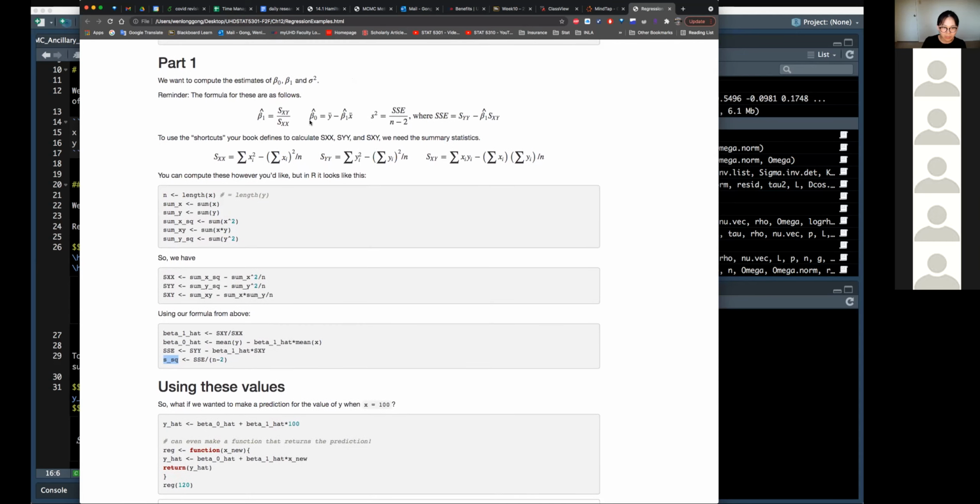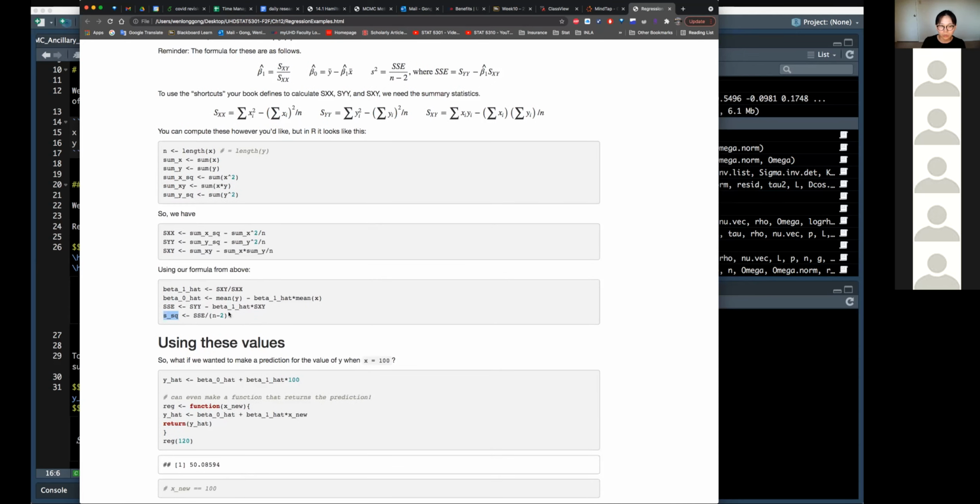And once we get beta 0 and beta 1, we can actually do predictions. Doing predictions means you just plug these in when you are given a new value for X. So if we want to make a prediction for the value of Y when X equals 100, that's our Y hat. So plug in beta 0, beta 1, and the x value.